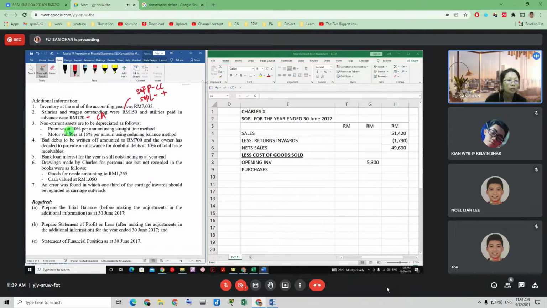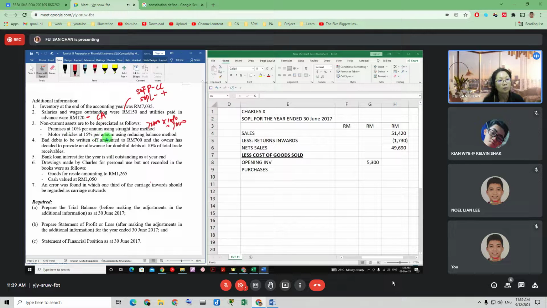Number 3, non-current assets are to be depreciated as follows. Premises at 10% per annum using straight line method. So how much is your premises at cost? 70, right? So I do the working here. 70 times straight line method, so 10%. So meaning it's 7,000. Yeah, all right.